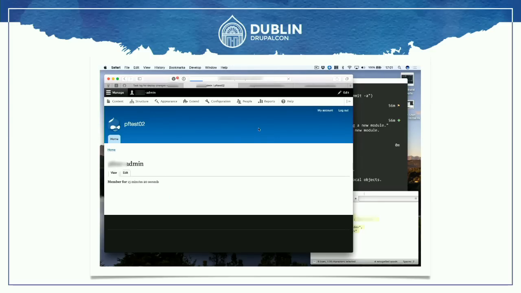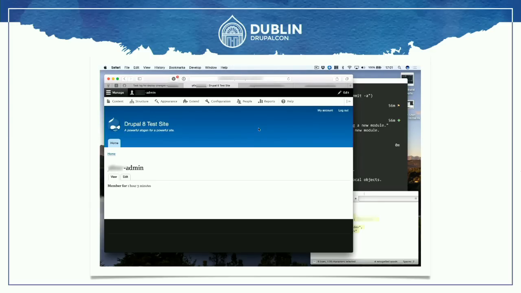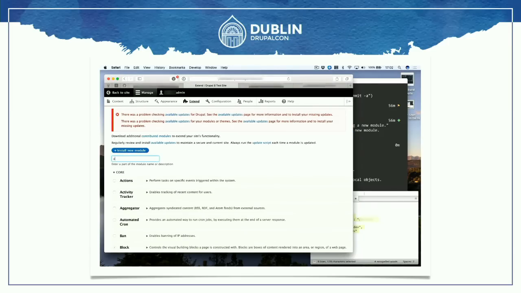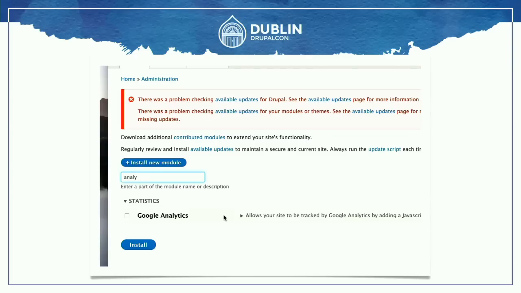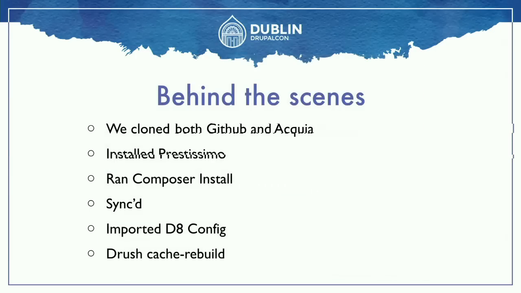And if we refresh the site, we're going to see our new title and a new slogan. And if we go to the extend section, we're going to see our module ready to go. Now, what happened behind that? We cloned both our GitHub and Acquia repositories. We installed that plugin Prestissimo. We ran composer install. We synced everything back to Acquia. We imported the D8 configuration, and we ran Drush cache rebuild because you always clean your cache.